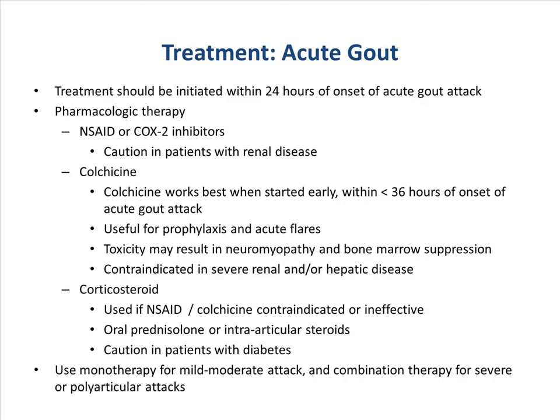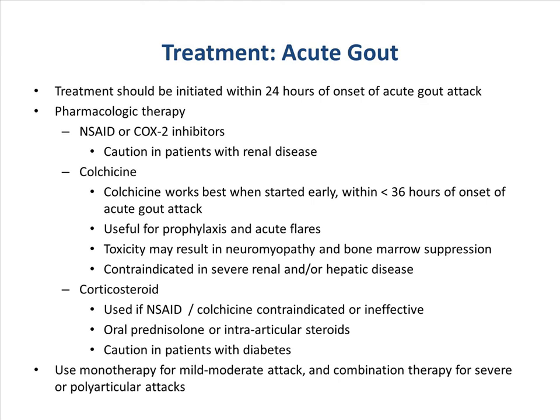Treatment in acute gout should be initiated within 24 hours of the onset of the acute attack. Pharmacologic therapy for acute gout include non-steroidal anti-inflammatory drugs, COX-2 inhibitors, colchicine, or corticosteroids. The rule of thumb is to consider monotherapy for mild to moderate attacks and combination therapies for severe or polyarticular attacks. NSAID or COX-2 inhibitors must be used with caution in patients with renal disease.